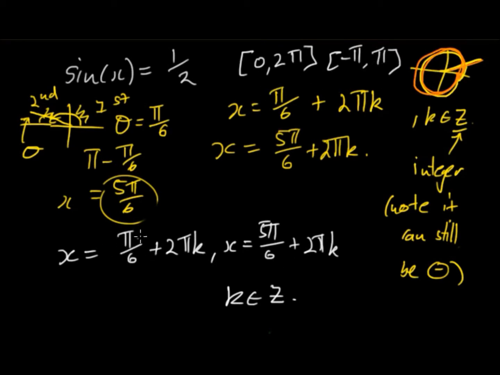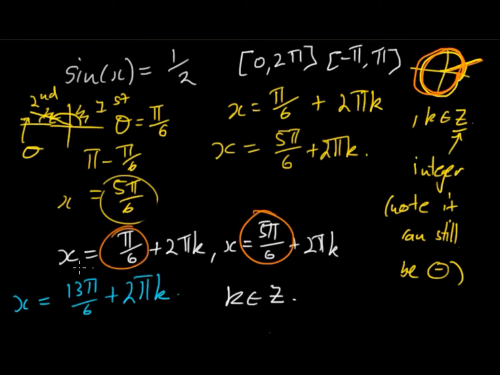Now these two numbers here could be any number where you have pi on 6 plus 2 pi k, or it could be a larger number. So what I mean by this is that we could have here x is equal to 13 pi on 6 plus 2 pi k. And this will give us all the same solutions as this one here.